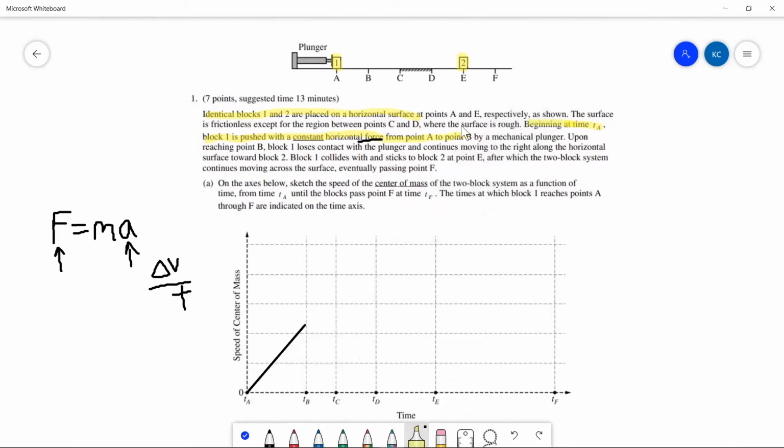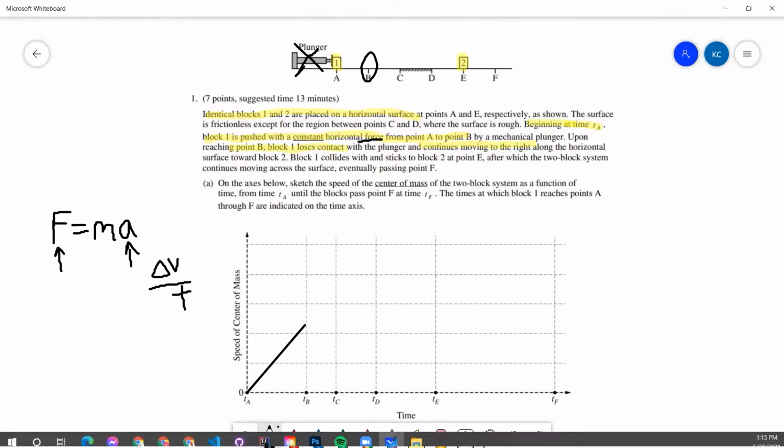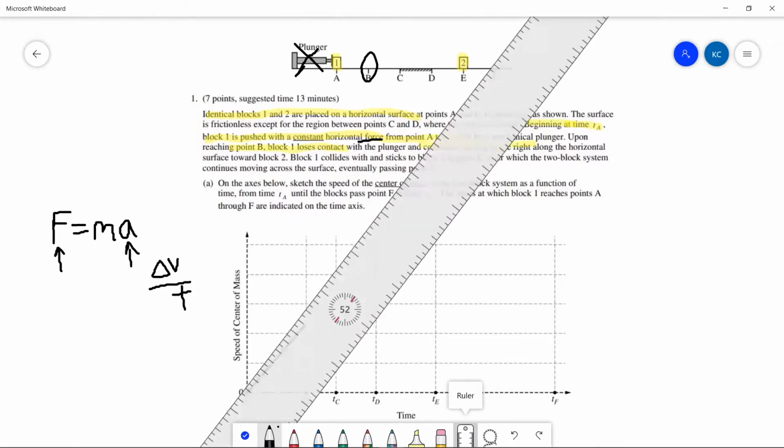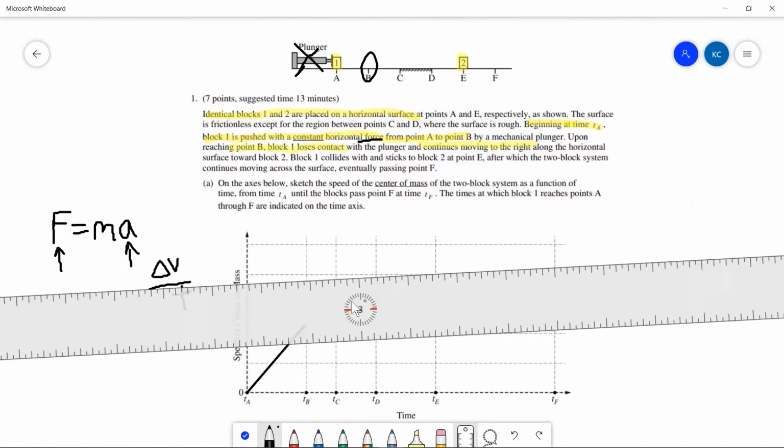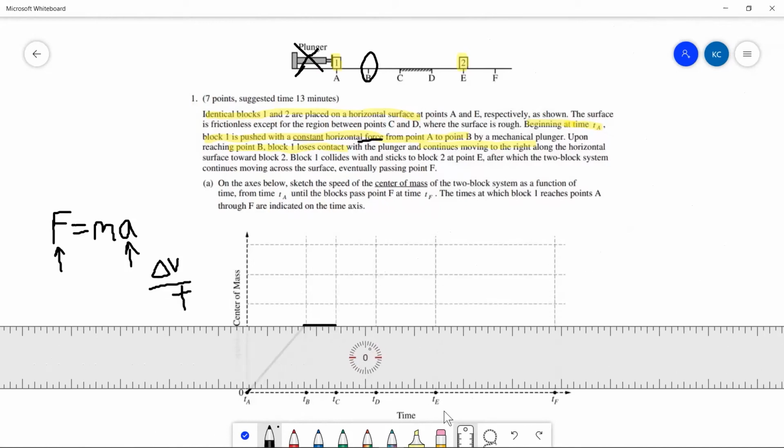The next part of the problem says, upon reaching point B, block 1 loses contact with the plunger and continues moving toward the right. So that means at point B, there's no more plunger. In other words, there's no more force. And with no force, there's no acceleration. That means there's no change in velocity as time passes. In other words, the speed stays constant, so we can draw a flat line from point B to point C.